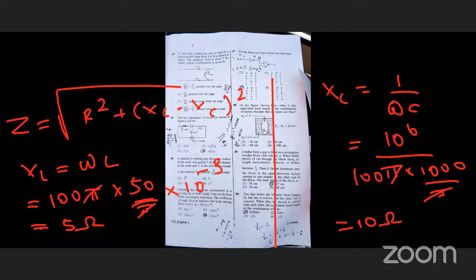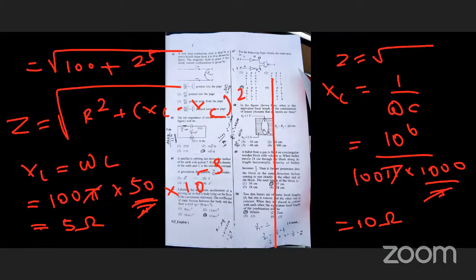So substituting these values in the Z value, that is equal to root of the R value is 10, so R square is 100, plus XL minus XC. So here XC is greater, so XC minus XL will come. XC is 10 and XL is 5, so 10 minus 5 gives 5. So 5 square is 25. So we get the Z value is equal to root of 125, which is equal to 5 root 5 ohm.